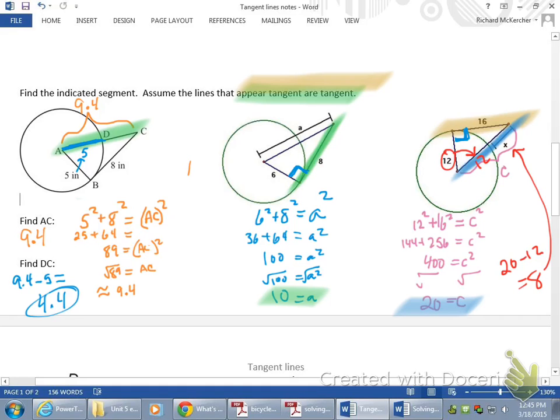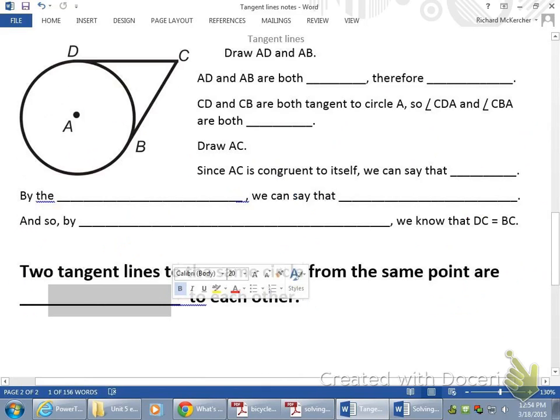There's one more rule we need to look at with tangent lines. Now I told you during class we did not have a chance to go through this. I will go through it now. And I told you if you watch this at home, then you get all these answers to fill it in. I've given you a picture of two tangent lines to the same circle. They both come from the same point C.